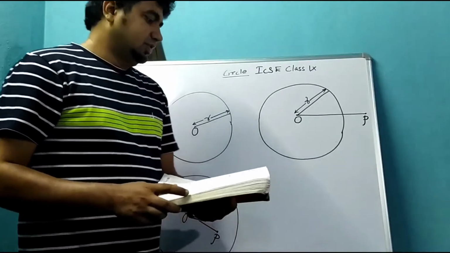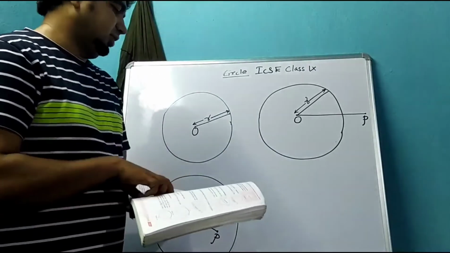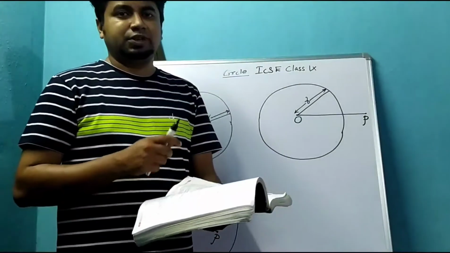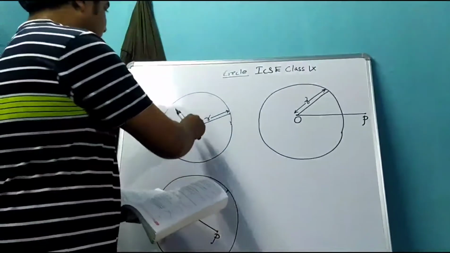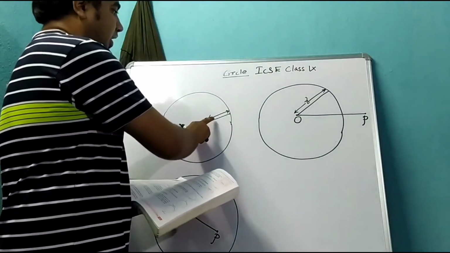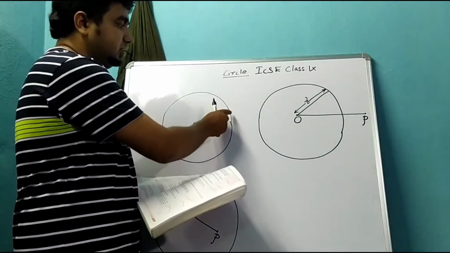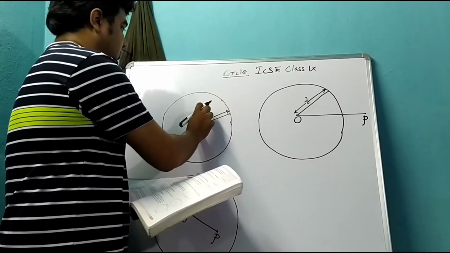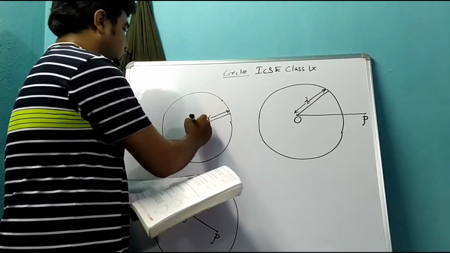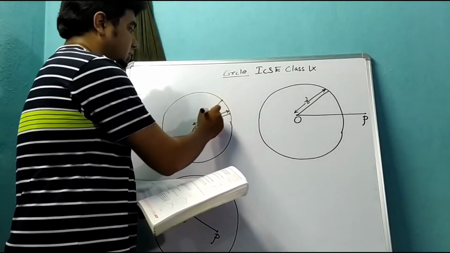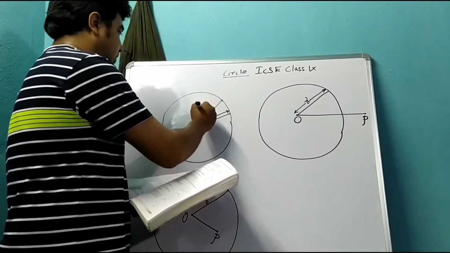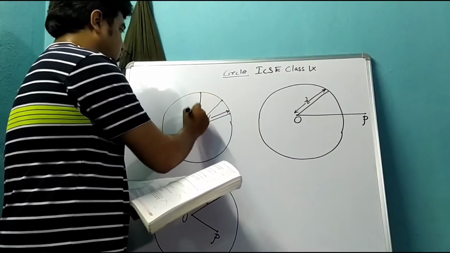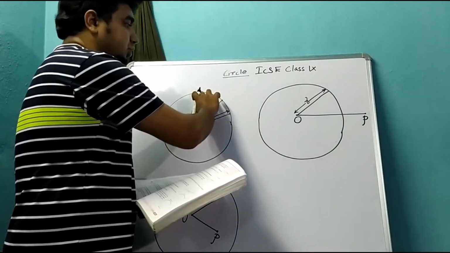Hello students, we are going to study about circles. This is basically the figure where, if I take one fixed point, the distance from that point is the same everywhere. If I take this point, the distance is the same. This distance will also be r. If I take this point, this distance is also r.